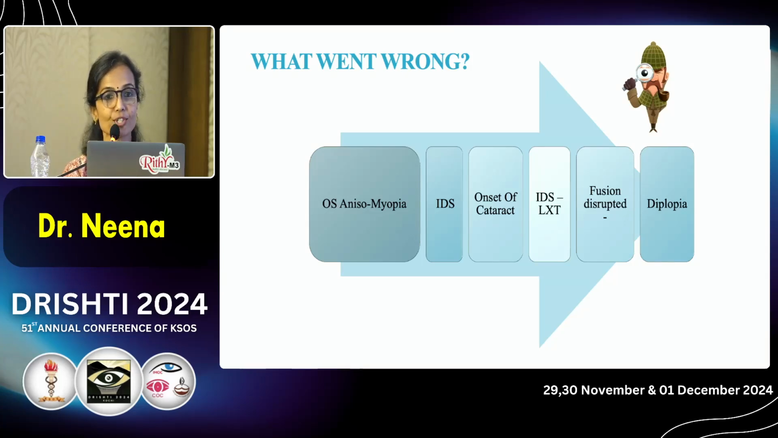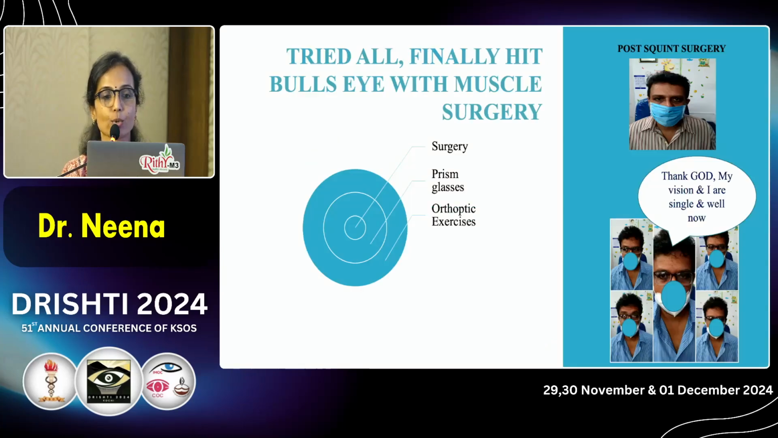And post-surgery, he regained his vision. Alas, the vision is so clear, but everything is clearly double. And that's the problem here. So what did we do for this patient? He was extremely unhappy. He spent almost 1 lakh for the femto laser, and now he has double vision.